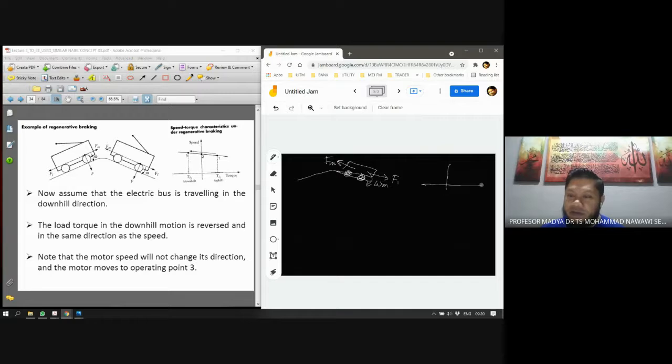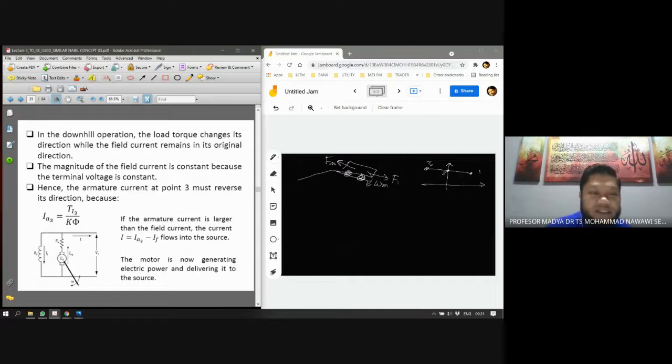So if I can draw again, the torque by the speed against torque. So we have point 1, point 2 uphill, peak of the hill, and now we have a downhill operation. Note that the motor speed changes. Let's move on. In the downhill operation, the load torque changes its direction while the field current remains in its original direction. So we still have the same RF or IF going in that direction. So the magnitude of the field current is constant. We know that we fix the flux. So the field current is constant because the field voltage is constant.